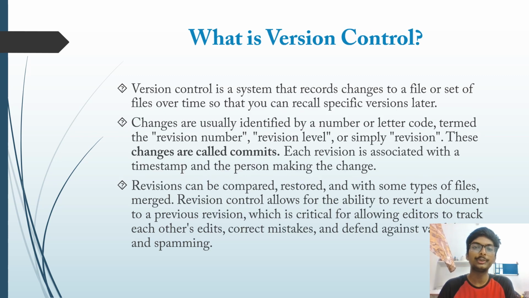A version control system is a system that records changes to a file or a set of files so that we can recall specific versions later. Changes in version control systems are usually identified by a number or a letter code, which is termed the revision number. We save these changes as commits, where each commit is a snapshot of the document at that point, and each revision is associated with a timestamp of the commit and the person who made the commit.